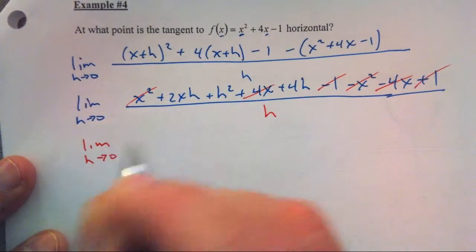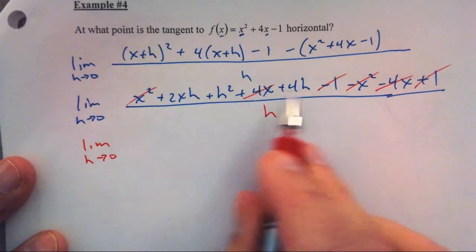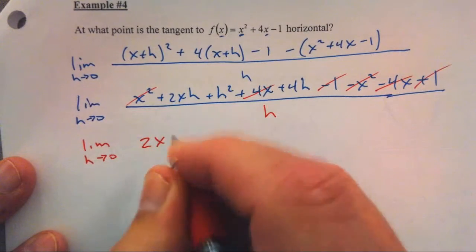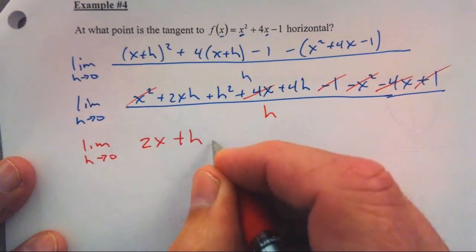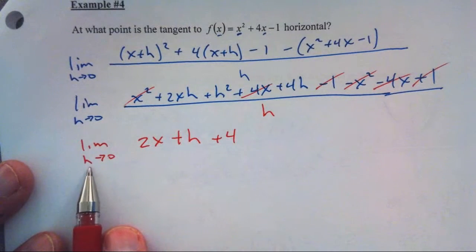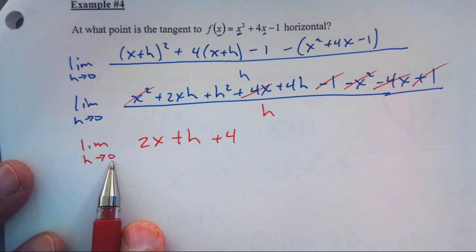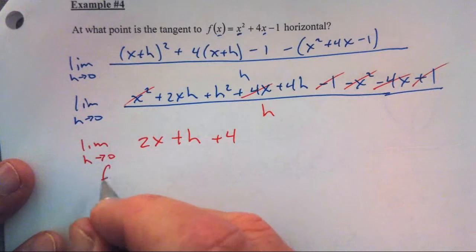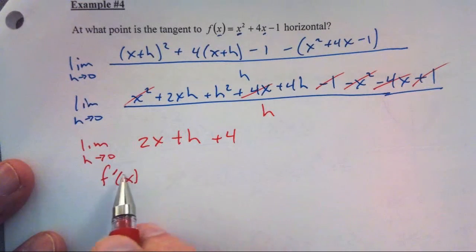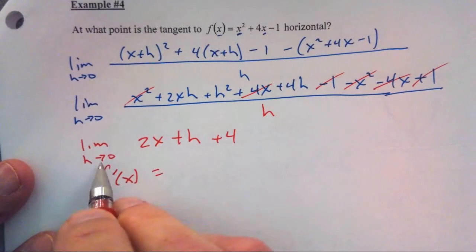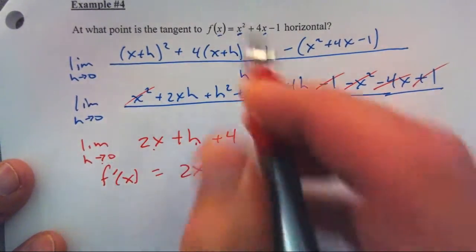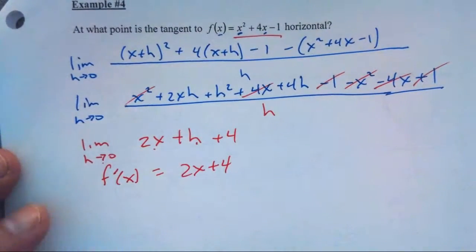Limit as h approaches 0. Every term left, these 3 terms, reduced by h: 2x plus h plus 4. And h's whole goal all along has been to be 0. So f prime of x, or the derivative of, or the slope formula of, put 0 in, and I get 2x plus 0 plus 4, 2x plus 4. And that stinks because we knew that's what it was before we started.